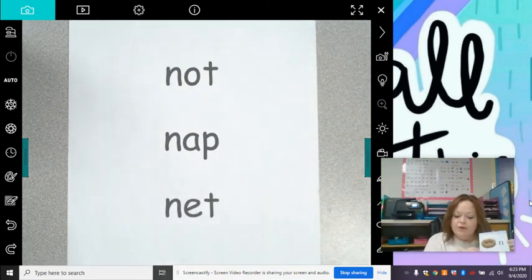From now on, we will use the keyword nest to help us remember the sound. Keywords are important because they help us remember letter sounds. So when you see this card, you will say nest. Remember, nest. The keyword nest helps us remember the sound because nest begins with the letter N.